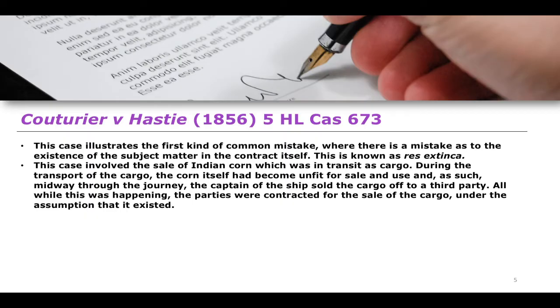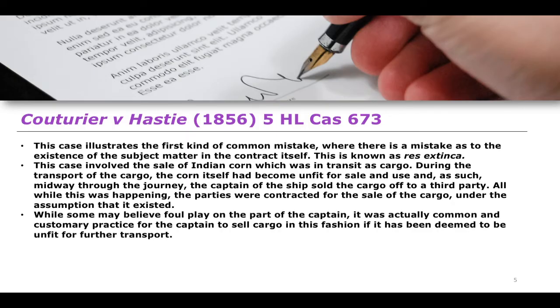During the transport of this cargo, however, the corn itself became unfit for sale and use, and as a result of this, midway through the journey, the captain made the decision to sell the cargo off to a third party. All while this was happening, in a different period and a different area, the parties were contracted for the sale of the cargo under the assumption that it still existed, that it was still under the control of the captain of the ship.